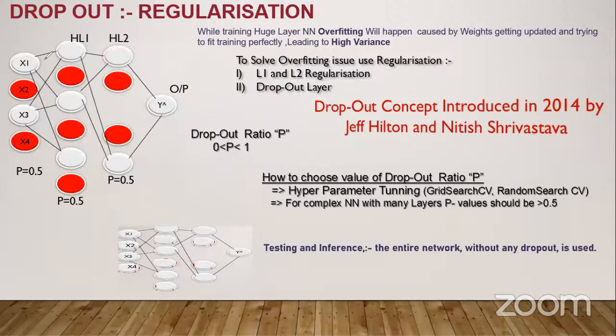Instead of taking all the features at a time, I take only half of the features. Let's say my ratio is 0.5. I take only half the features in the first iteration and train my neural network. Next time I take the remaining half, shown in white color here, and train my neural network. This way I can efficiently train my neural network.